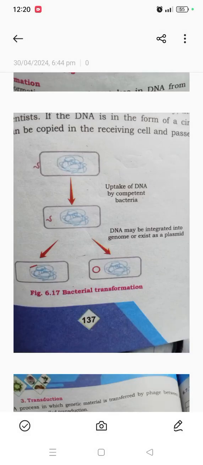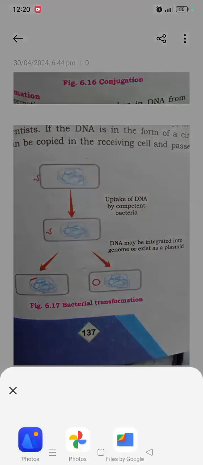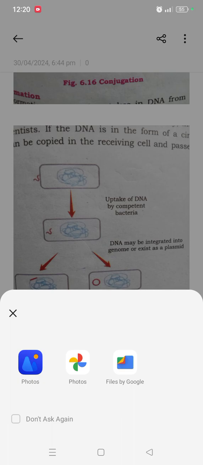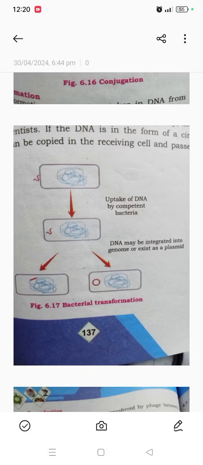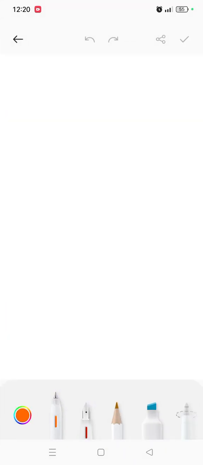When a plasmid, a little structure, goes inside, it is the uptake of DNA by a competent bacterium. Then this part gets attached to the genetic material DNA, and later in the second part you can see a round structure has been formed, which is like a plasmid. So DNA may integrate into the genome or exist as a plasmid. Both conditions can happen. I'm sure it's clear to you.